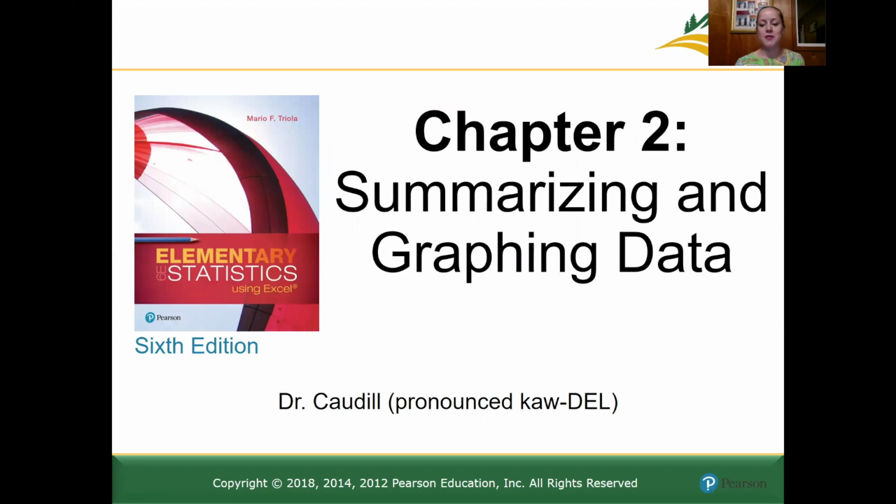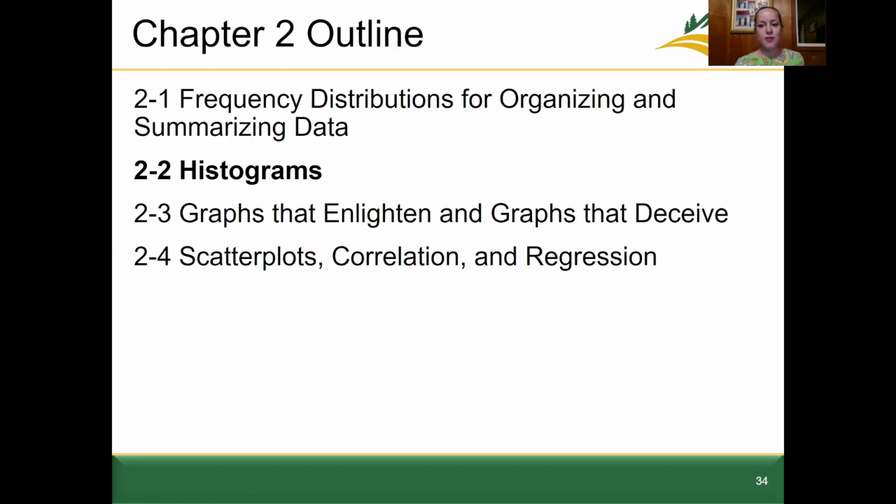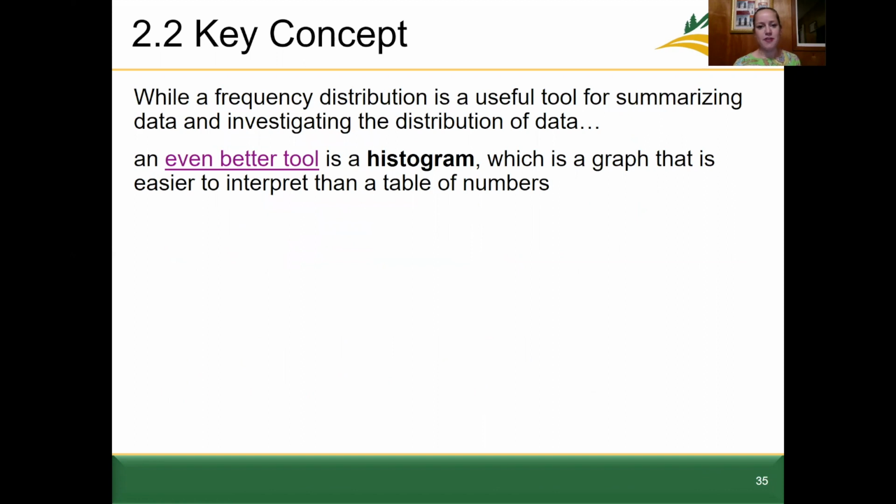Okay, so here's a continuation of chapter 2. For section 2, we're going to cover histograms. A key concept here from section 2 is that while a frequency distribution is a useful tool for summarizing data and investigating the distribution of data, an even better tool is a histogram, which is a graph that is easier to interpret than a table of numbers.